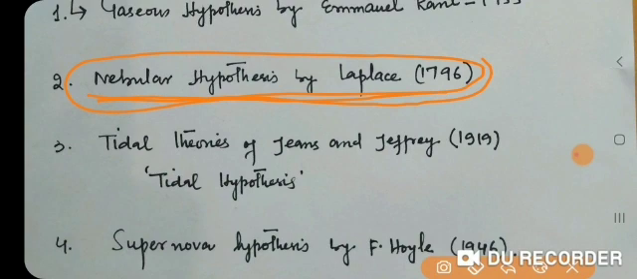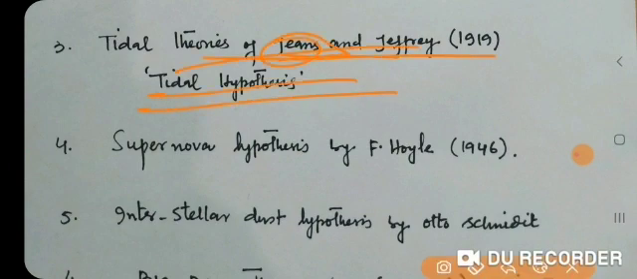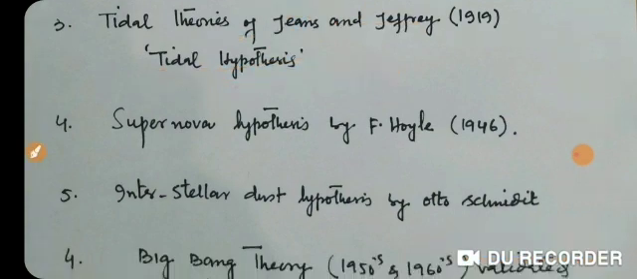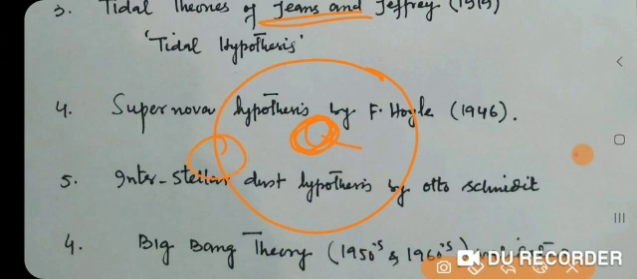And the third theory is the tidal theory by James Jeans and Jeffrey. This tidal hypothesis is also called binary. According to this theory, we have a sun and we have a star. That star is called the intruding star. So according to the theory by Jeans, and this is Jeans and Jeffrey, Jeans states that, in your book it is written as James.